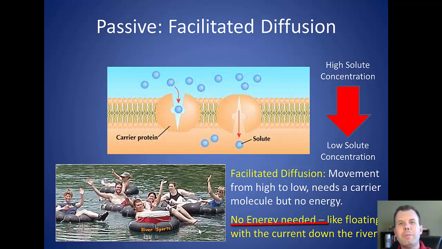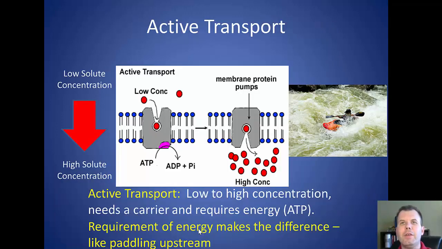The next type of diffusion is actually now when you exert energy, and when you use energy, that becomes active, and active transport is when you use energy to move things across. The big difference, not only is using energy, but now you're going from a low concentration to high, so you're actually doing the opposite of what you normally do.